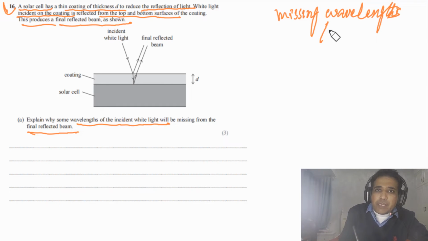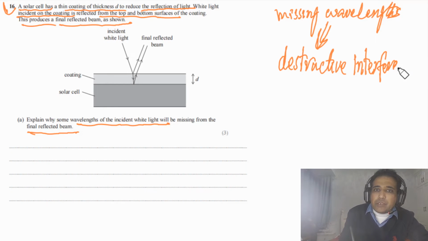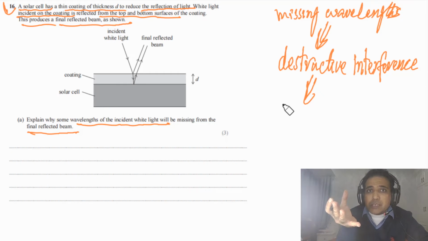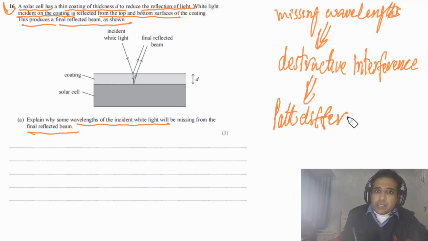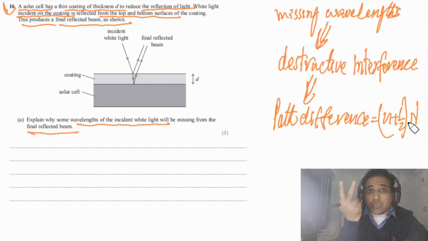The reason behind that missing wavelengths is destructive interference. So I hope you will simply say that it will be due to destructive interference. And we also need to write down the condition for destructive interference, meaning why destructive interference will take place in this case, and that will be due to path difference, if this is equal to n plus 1 by 2 times lambda. So these are the two main points you have to mention in your answer.